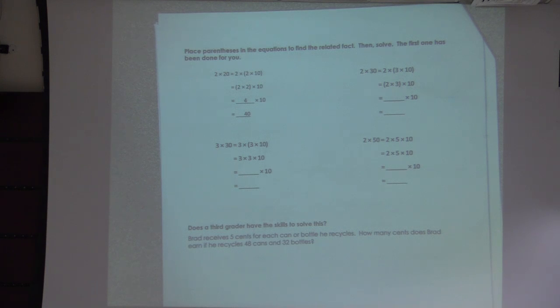So 2 times 30, well, okay, that's 3 times 10. I know 2 times 3 is 6, times 10 is 60. This is where kids are also going to see the numbers differently. I'm not sure they can see these much differently.